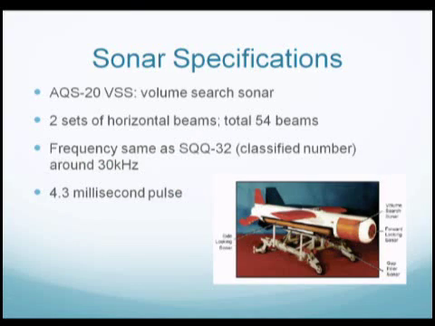But basically, there are 54 beams in total, and they have 2 sets of horizontal beams. If you can picture it, there's going to be one for the aft and one for the stern, where there's going to be 23 beams going across, scanning the ocean bottom. Once those beams are centered onto the bottom, it'll give you a clearer signal. Once it goes outward, it'll give you a more distorted signal.